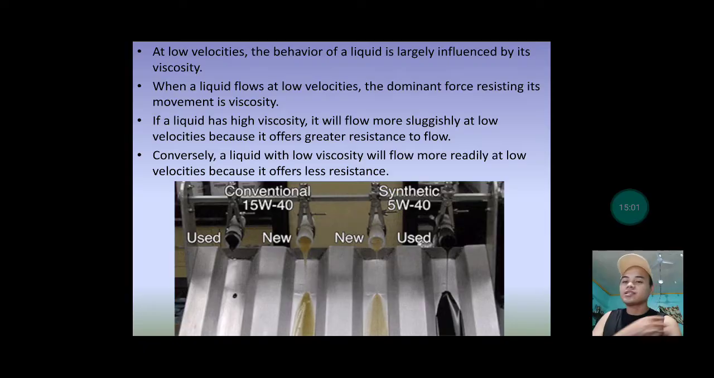If a liquid has high viscosity, it will flow more sluggishly at low velocities because it offers greater resistance to flow. Conversely, a liquid with low viscosity will flow more readily at low velocities because it offers less resistance.